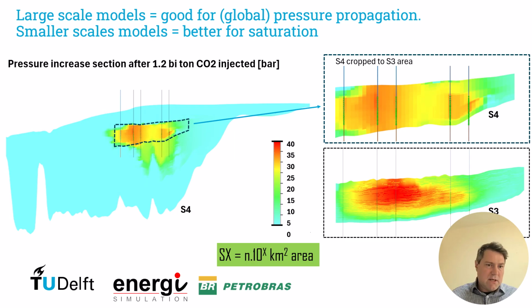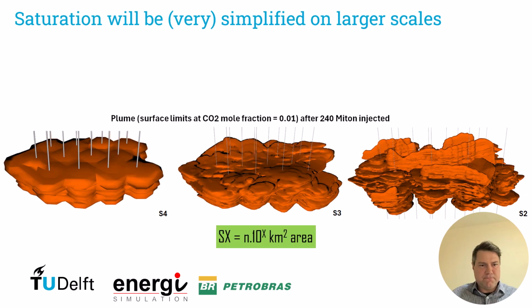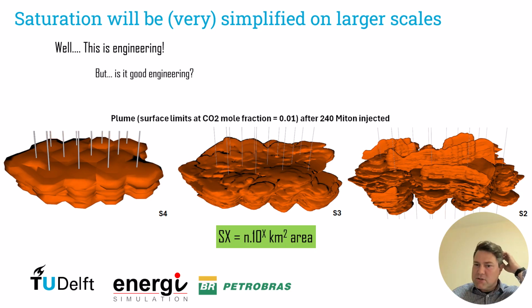But as we know, the outside of the control volume does have pressure propagation as well. So we have to compute this on larger scales so we can transport this information to the smaller scale. The same goes for saturation. You can see here that the saturation is very simplified on the larger scales. On the left side you can see the plume for a dozen wells in the S4 scale, and on the right in the S2 scale. So you can see the level of detail of the plume migration.